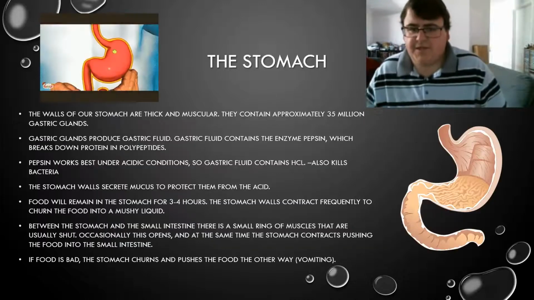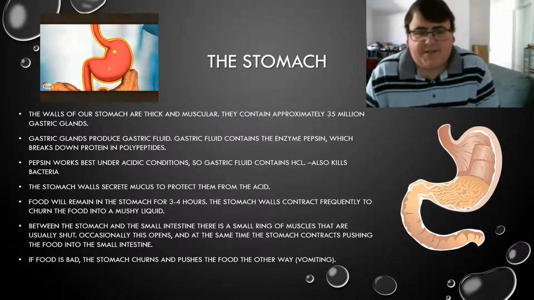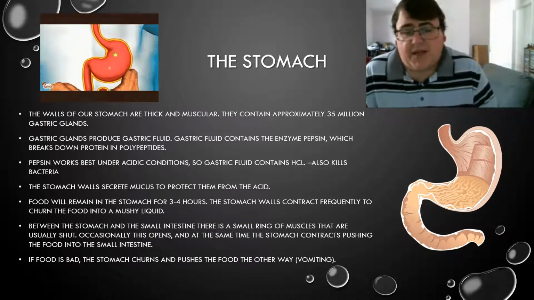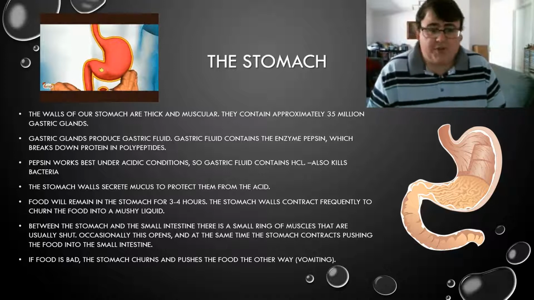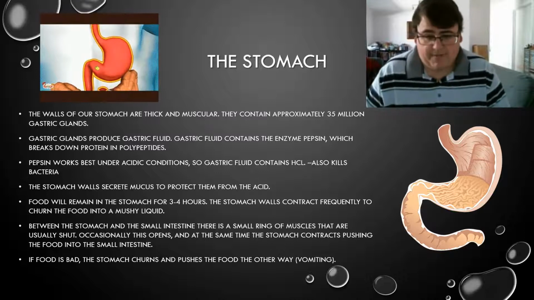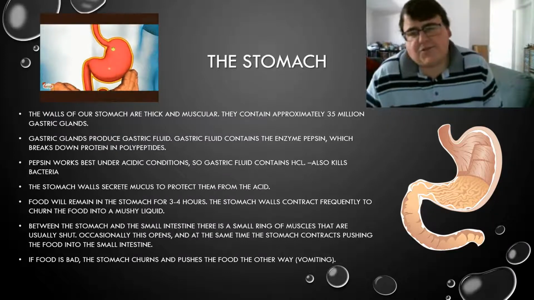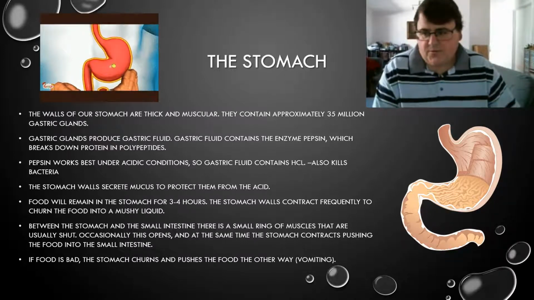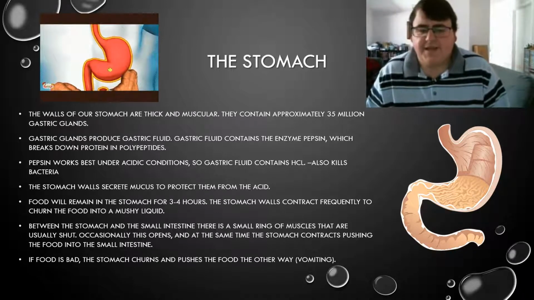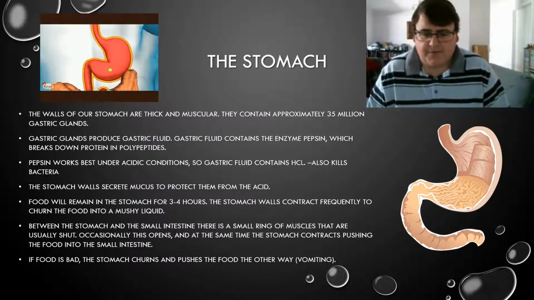Okay, moving on from the esophagus, we go straight from the esophagus into the stomach. Now, the great thing with the stomach is the walls are really thick and muscular, and they contain close to 35 million gastric glands. Those gastric glands produce gastric fluid, which contains the enzyme pepsin, which breaks down protein into polypeptides. Now, pepsin works best under acidic conditions. Therefore, gastric fluid also contains hydrochloric acid, which makes the stomach conditions very acidic, making pepsin work best. Bonus side effect, it also kills all the harmful bacteria that have gotten through the rest of your digestive system.